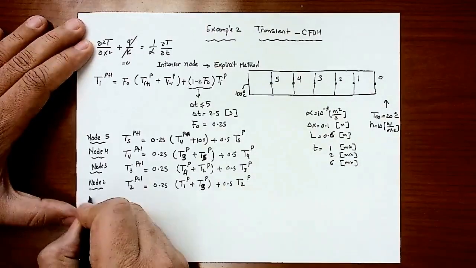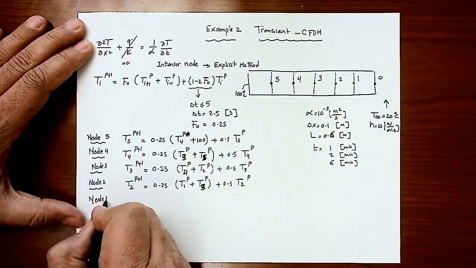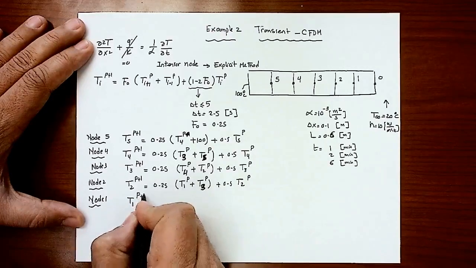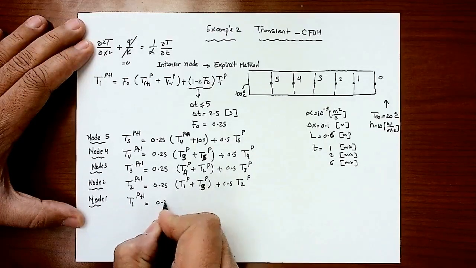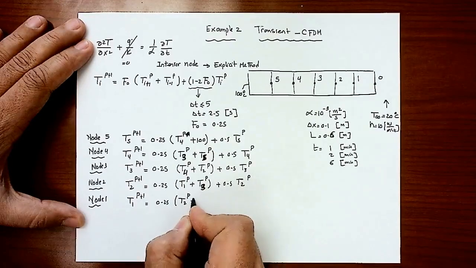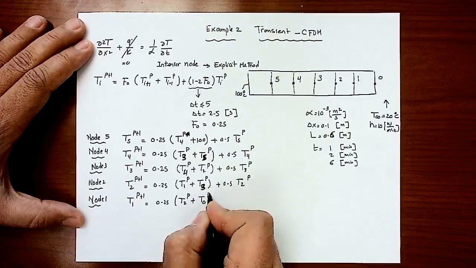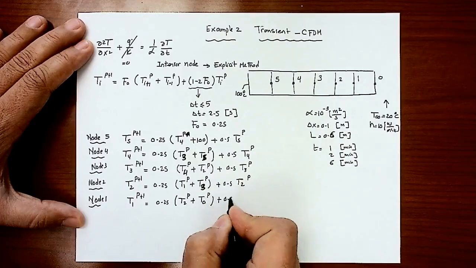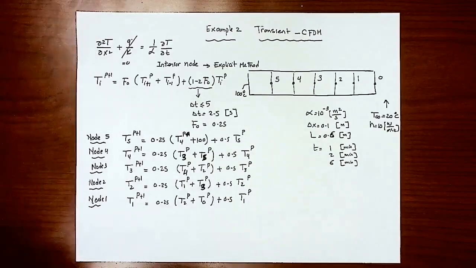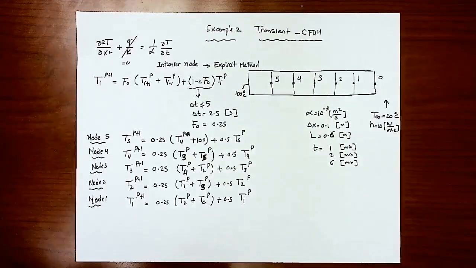Then node 1: the equation T1 at P plus 1 should equal 0.25 times T2, which is one of them, plus T0, the second one, plus 0.5 of T1 at P. So these are the equations. No surprises here. We got very similar equations last time in the previous example.